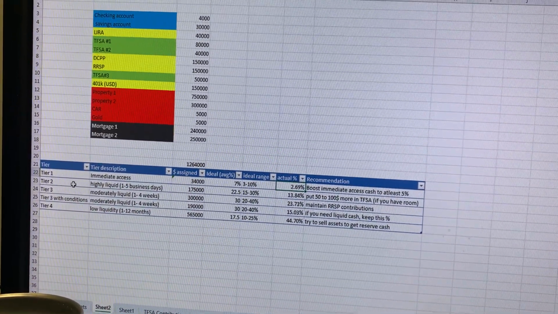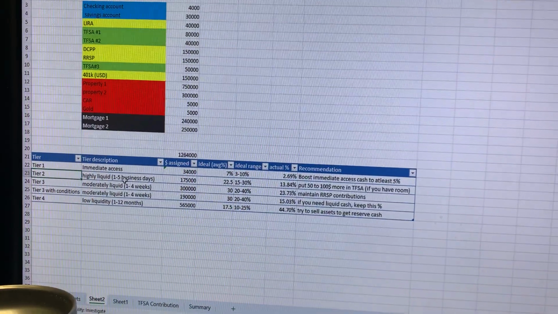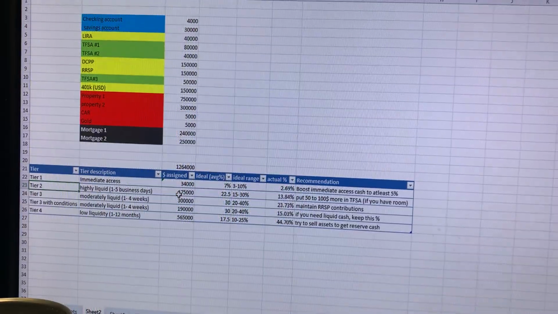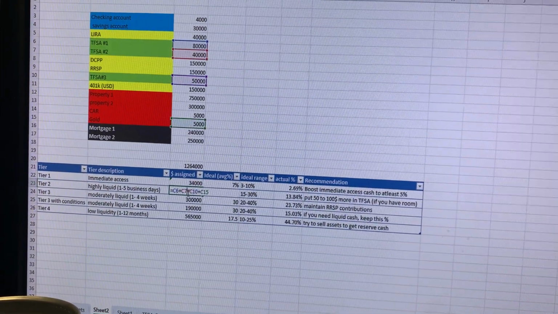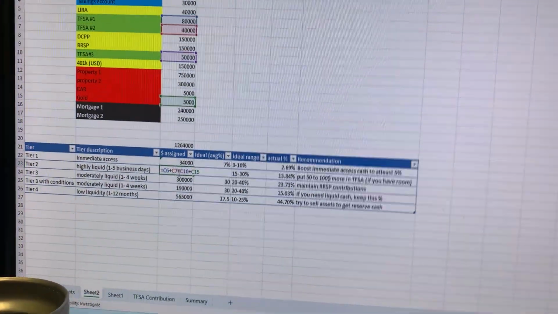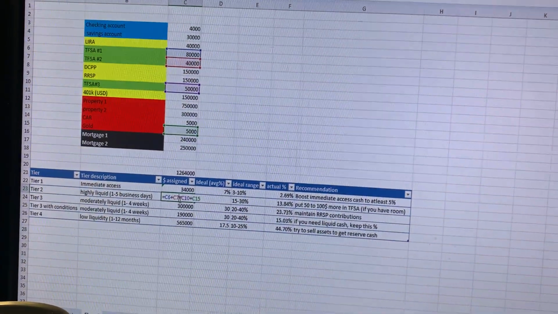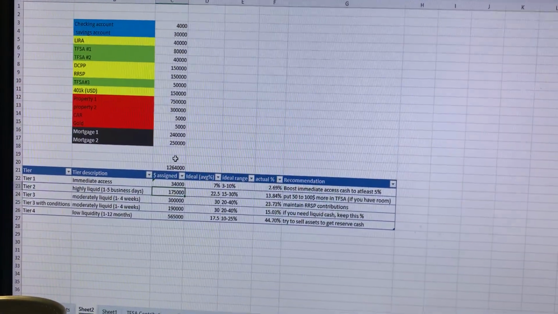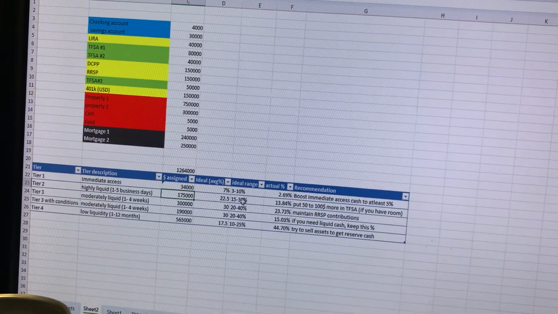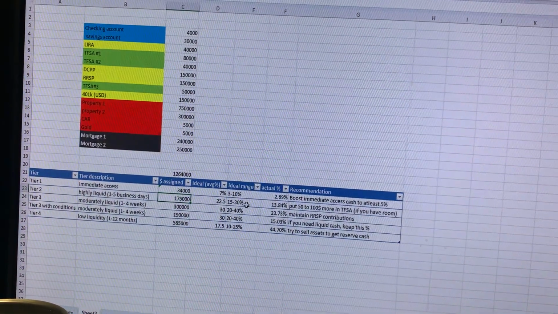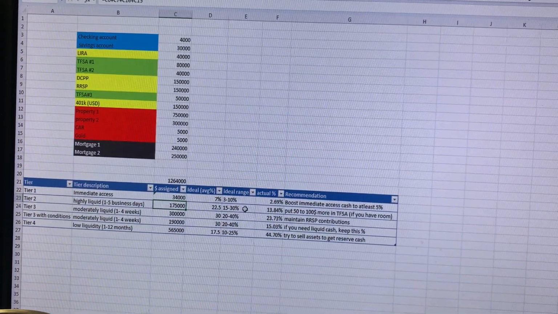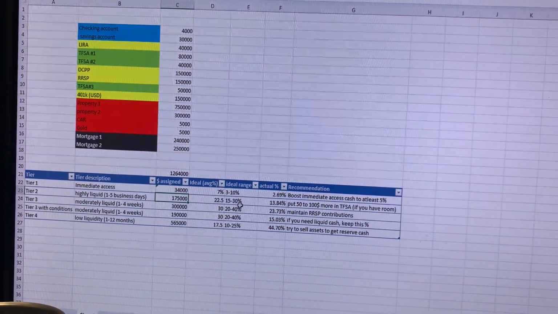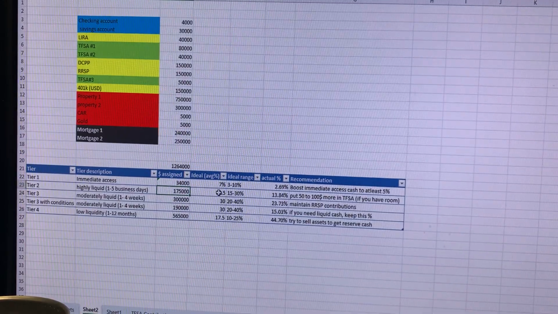Tier 2 now is your highly liquid, but you need 1 to 5 business days to get it into your checking account. In this case, these would be all your TFSAs that you need to either call the bank or fill a form out, or even gold sometimes could take some time just to sell. So ideally, we would like to have something between 15 to 30% for that. In this example, it's around 13.84%. Ideally, you would like to have around 20 to 22%.